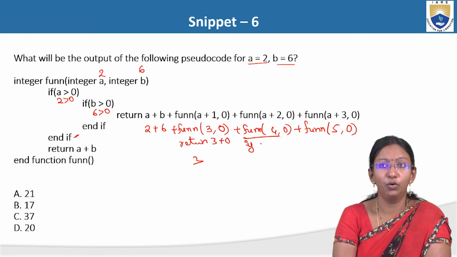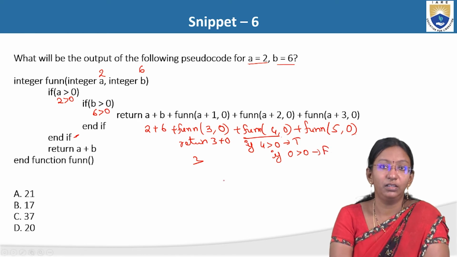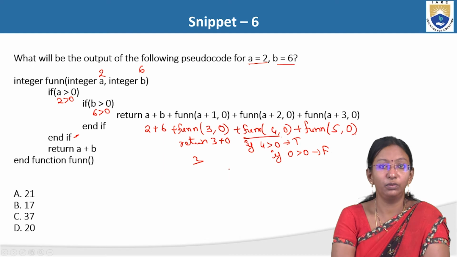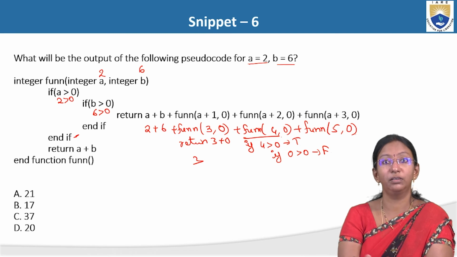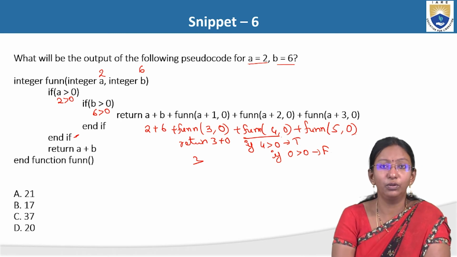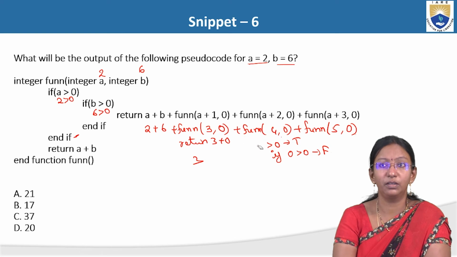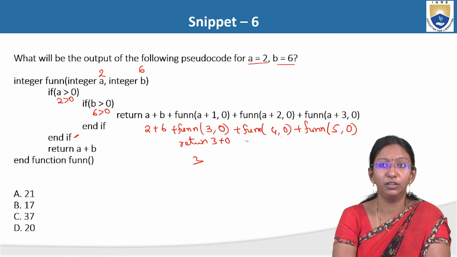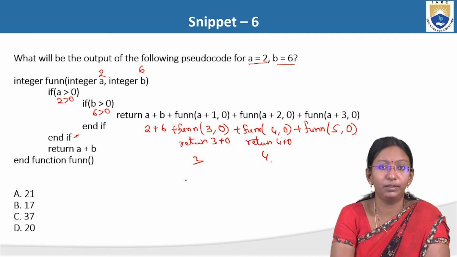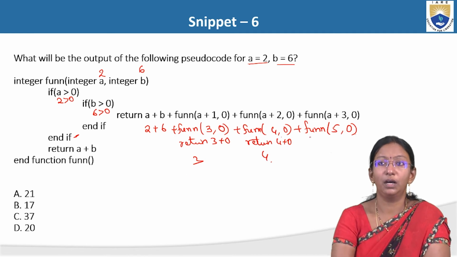If 4 greater than 0, the condition is true, get inside the body. If B value is 0, 0 greater than 0, again the condition fails. So there is nothing inside the outer if to get executed. If B greater than 0 is a failure, it will straight away go to the return statement, which says return the value of A plus B. What is the value of A, guys? It is 4 and B is 0. 4 plus 0, 4, it is going to return. Okay, let's go for the last one.